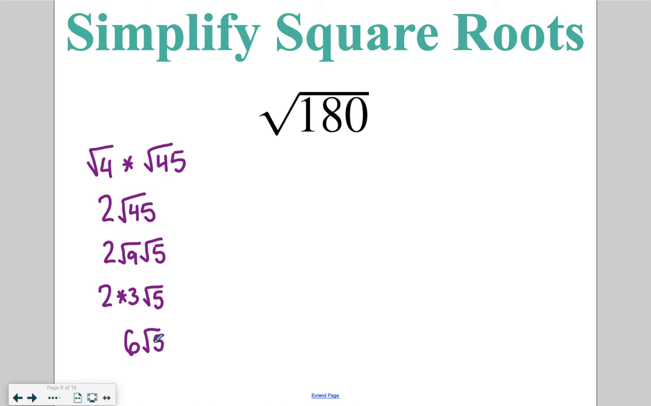Why do we stop at the 5? Because 5 can't be divided by any number on that perfect square list. So we end up with 6 square root of 5.